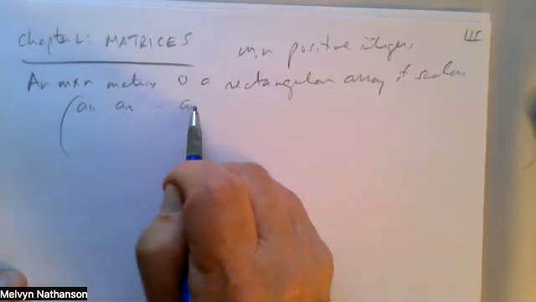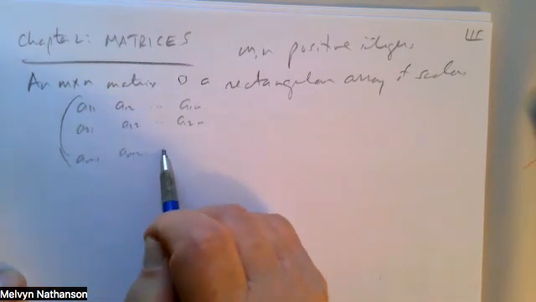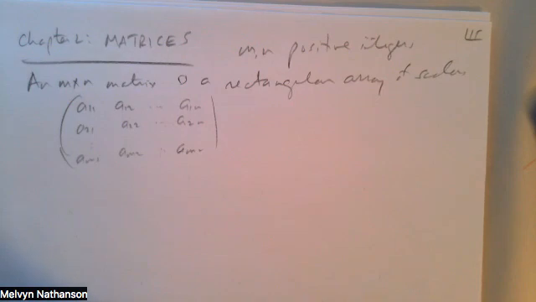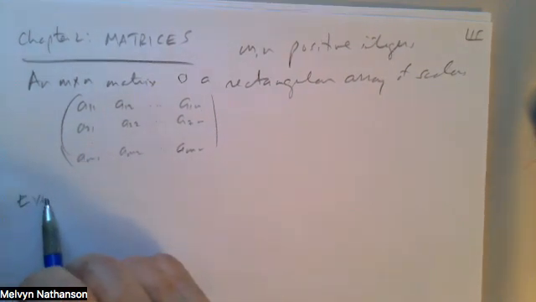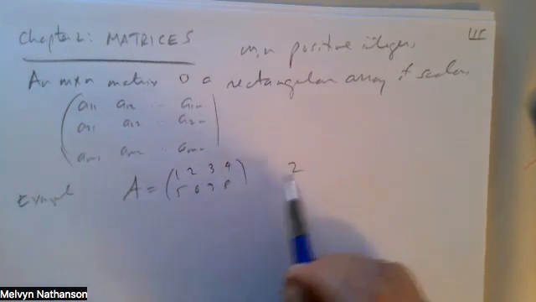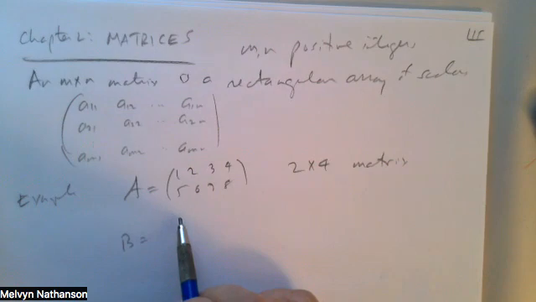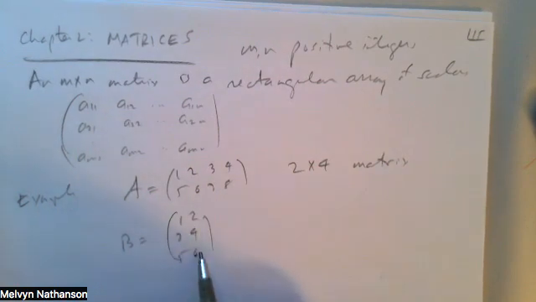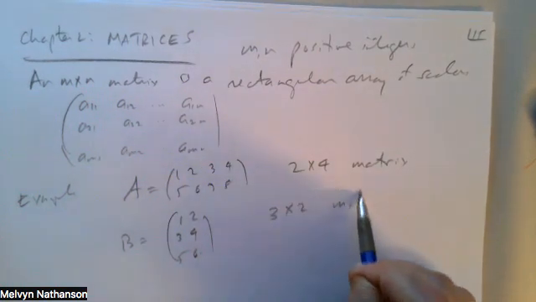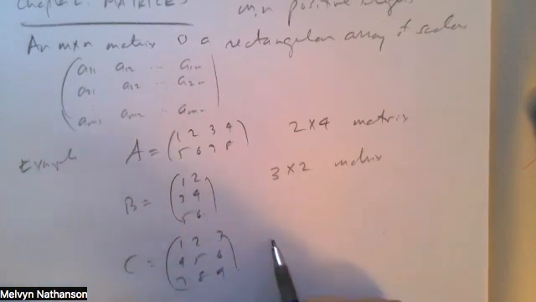A11, A12 up to A1n, A21, A22, A2n, down to Am1, Am2 up to Amn. You can say that this looks like the coefficients when you have m equations and n unknowns, and we'll see tomorrow that this is really a very precise analogy. So, for example, if I take A to be 1, 2, 3, 4, 5, 6, 7, 8, there are 2 rows, there are 4 columns. This is a 2 by 4 matrix. If I let B be 1, 2, 3, 4, 5, 6, there are 3 rows and 2 columns. That's a 3 by 2 matrix. If I let C equal 1, 2, 3, 4, 5, 6, 7, 8, 9, this is a 3 by 3 matrix.